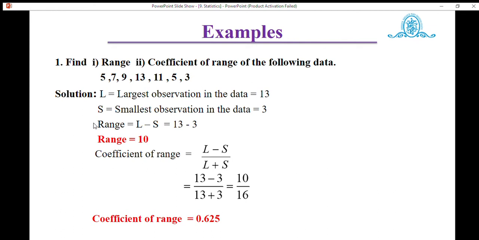So range is L minus S, that is 13 minus 3, and therefore range is equal to 10. Then the coefficient of range, the formula is known to us, L minus S upon L plus S. Substitute the values, L and S are already identified, 13 and 3 respectively. So 13 minus 3 upon 13 plus 3, that is 10 by 16. You can write your answer in decimal, so the coefficient of range is 0.625.